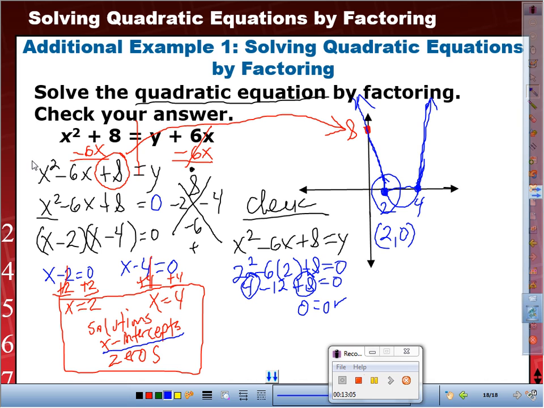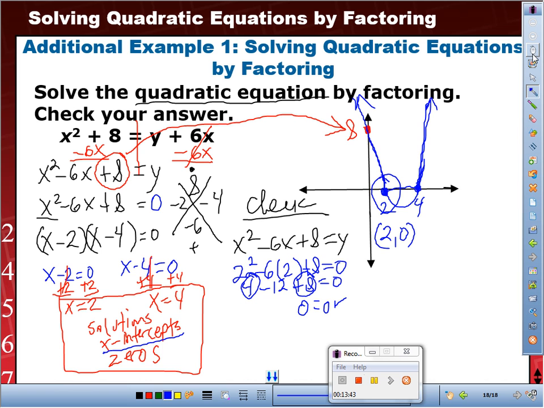So let's see. Step 1, solve for y. Step 2, substitute 0 for y. Step 3, factor the trinomial. Step 4, set each factor equal to 0. Step 5, solve. Step 6, graph using the y-intercept and the x-intercepts. Step 7, check. We got it? Okay, let's do another one.